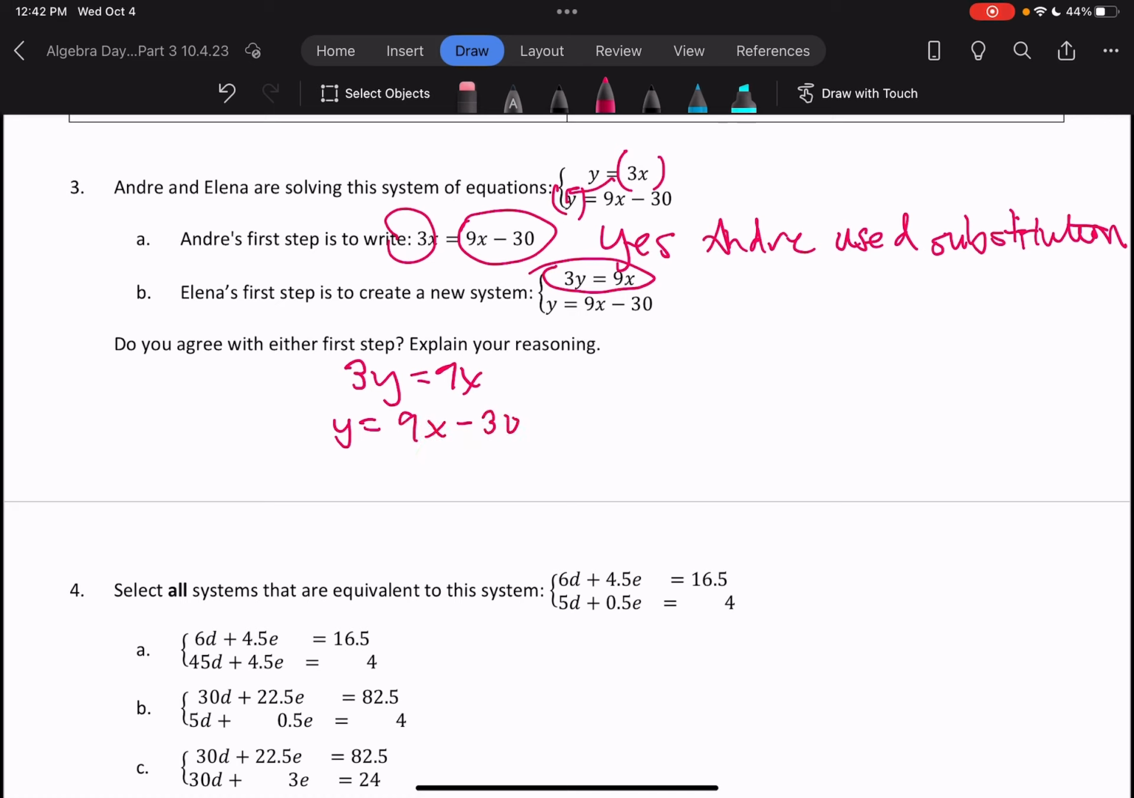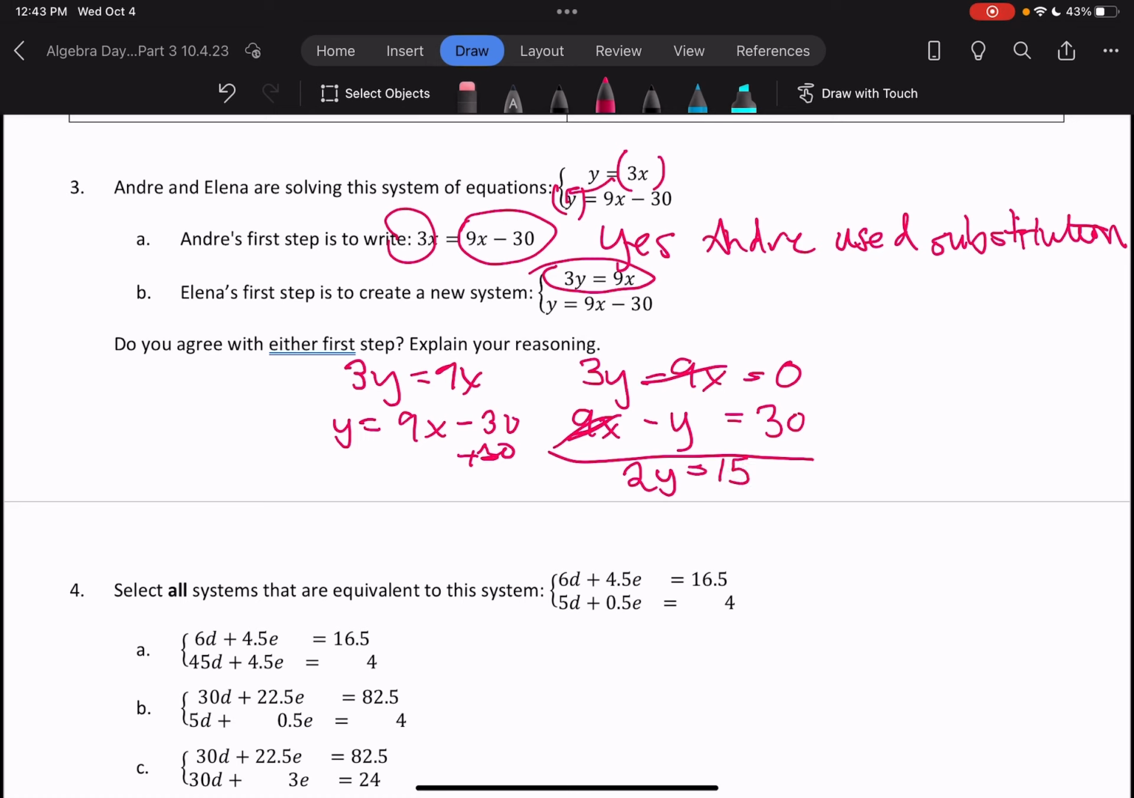Okay, so if Elena were to continue along this, she would then have to do 3y minus 9x equals 0. And then I suppose we could do 9x minus y, and add 30 to both sides, and we would get equals 30. Okay, so now the negative 9x and the positive 9x can cancel out. We're left with 2y equals 30. So then therefore y would equal 15.